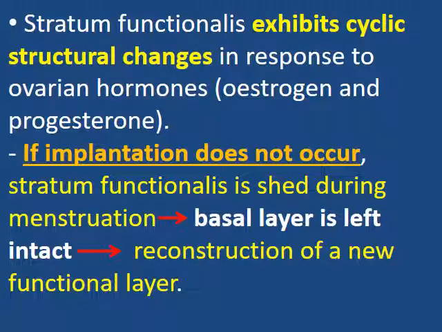Stratum functionalis exhibits cyclic structural changes in response to ovarian hormones, that is estrogen and progesterone. If implantation does not occur, then stratum functionalis is shed during menstruation, but the basal layer remains intact, and after that reconstruction of new functional layer occurs.